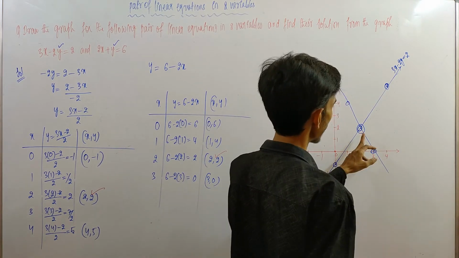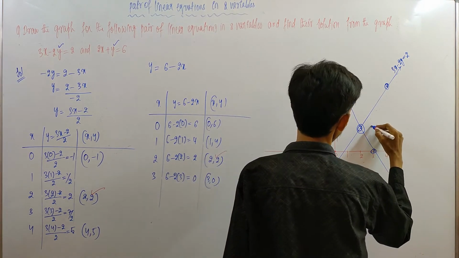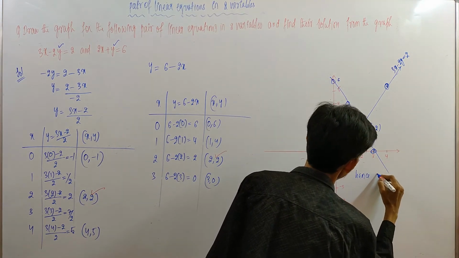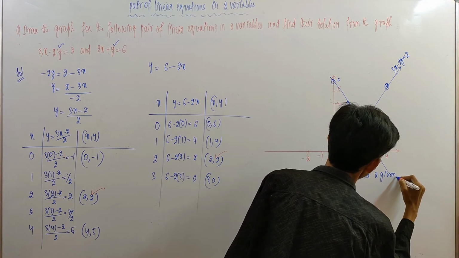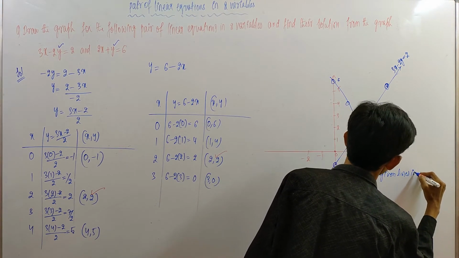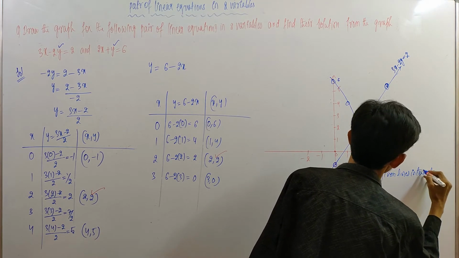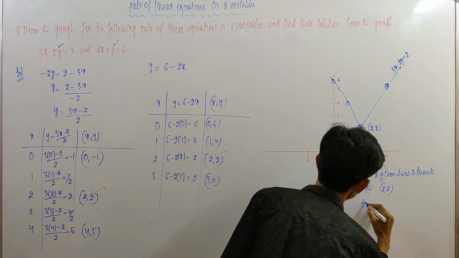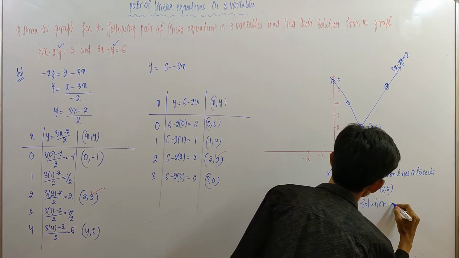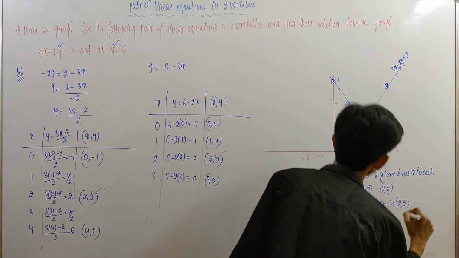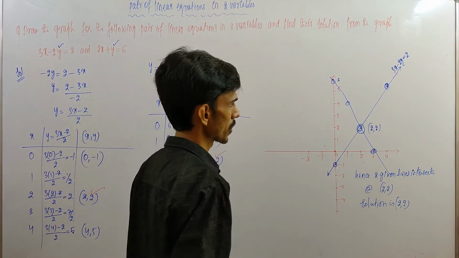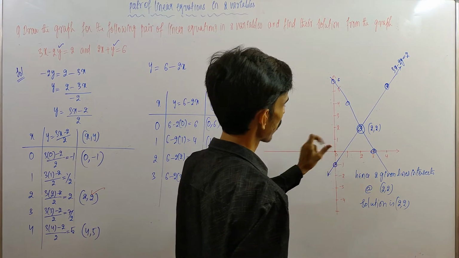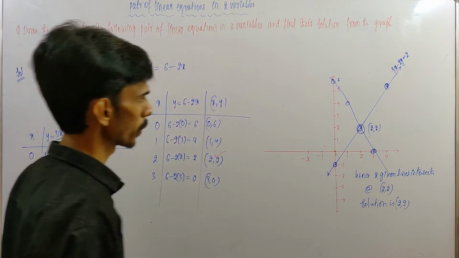These two lines intersect at this point, 2 comma 2. Hence we can say that the two given lines intersect at 2 comma 2. So this is the solution. The solution is 2 comma 2. Also we can write down the scale. On the x-axis, 1 centimeter is 1 unit. On the y-axis, 1 centimeter is also 1 unit.